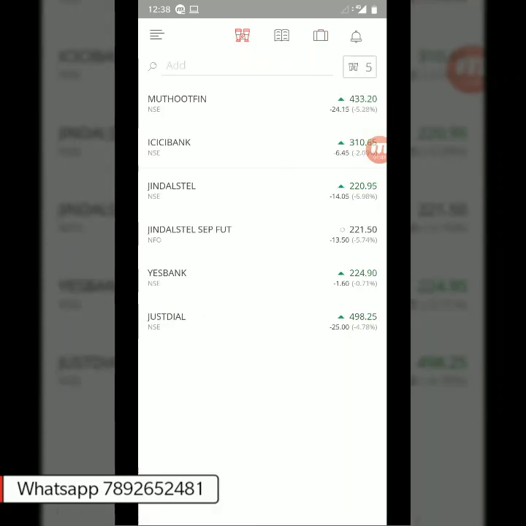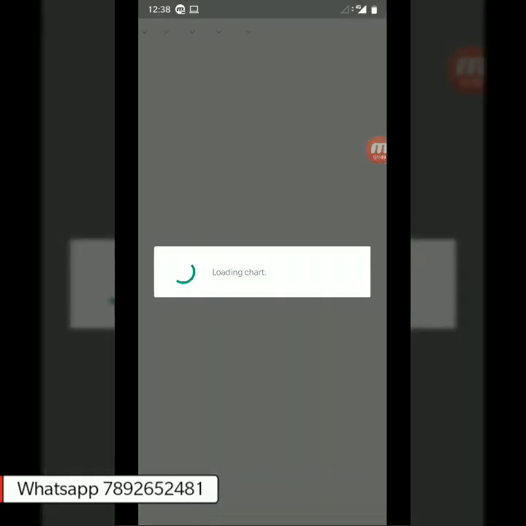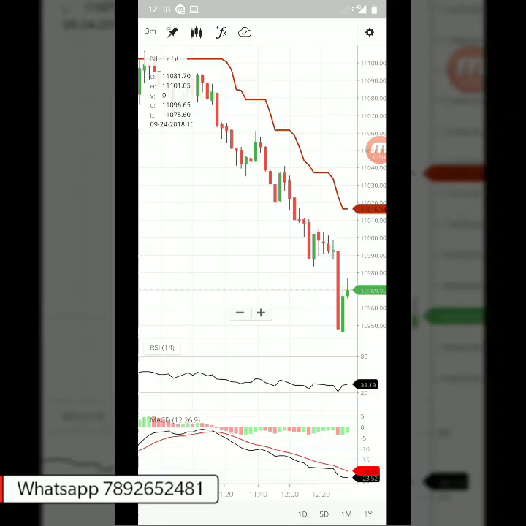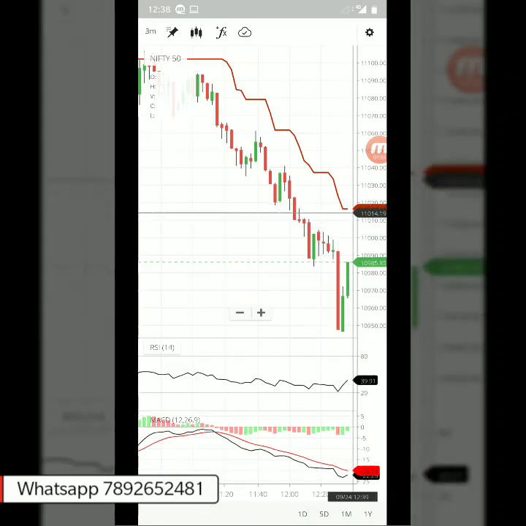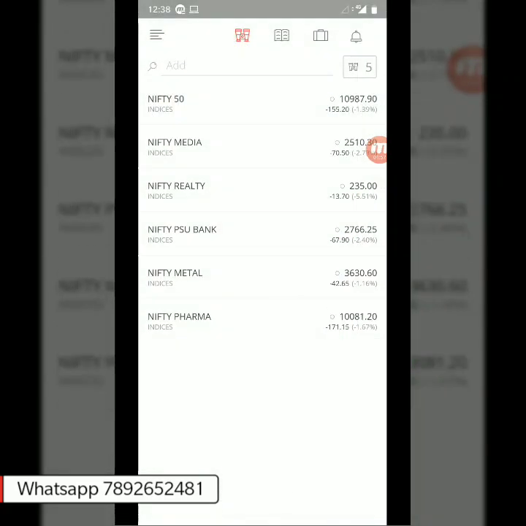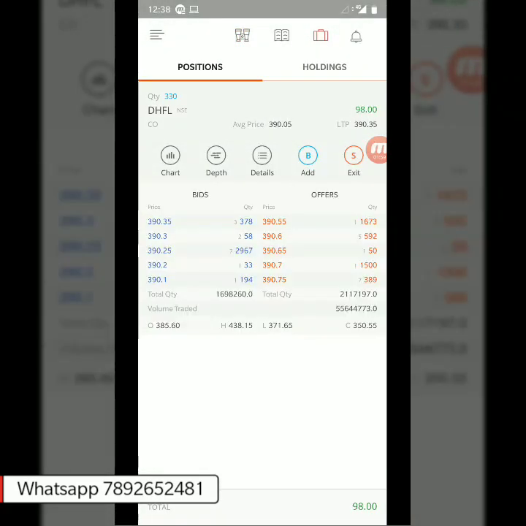We're just hoping if Nifty recovers a bit up to 11,000. If that's the case, we will have one small advantage on this particular stock.